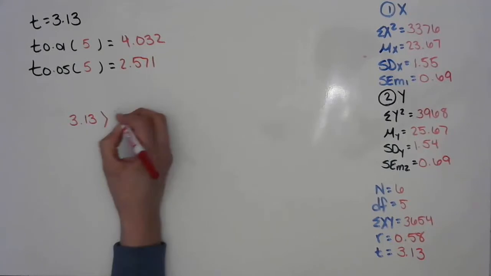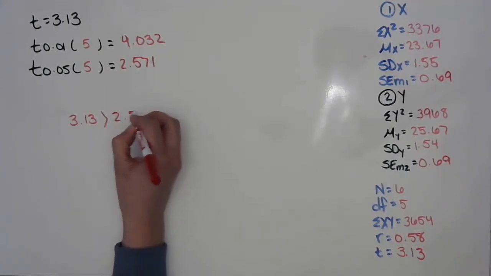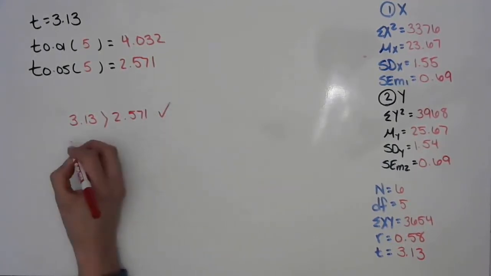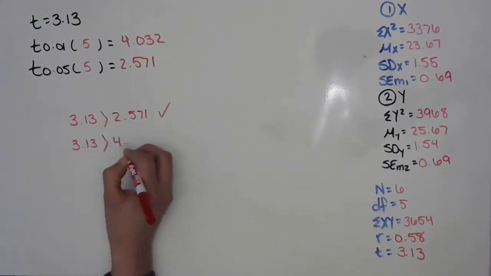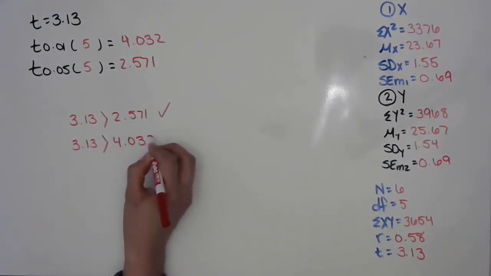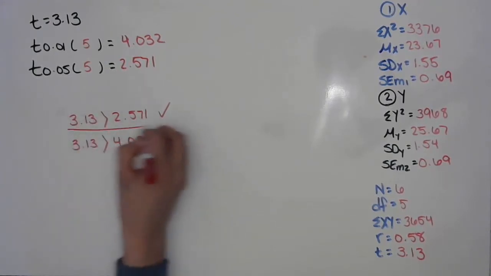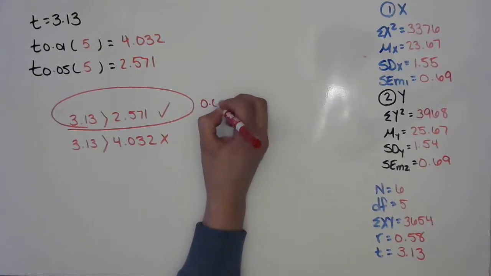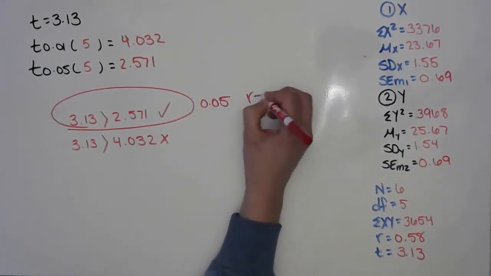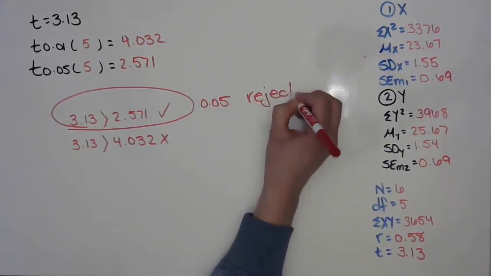Okay, so let's take our t value of 3.13. Is that greater than 2.571? Yes, it is. Is 3.13 greater than 4.032? No. So since we were able to reject here at the 0.05 level, that means that we reject H0.